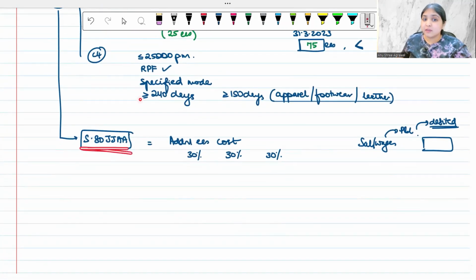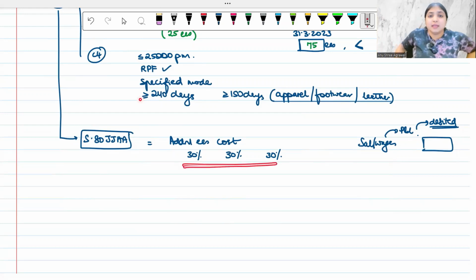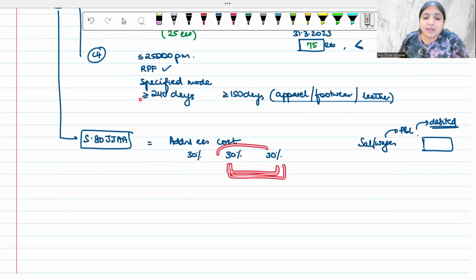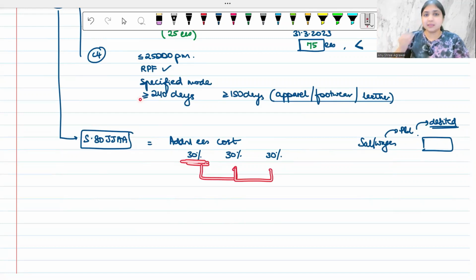Under 80JJEE, we will see what the additional employee cost is. That is, to these additional employees, how much salaries are we paying? That we've already debited in the P&L account. In addition to that, you will get another 90% of the additional employee cost as a deduction under 80JJEE. This 90% will be split across 3 years. So 30%, 30%, 30%, you will get a deduction across 3 years. Once you enjoy this 30% in the current year, the remaining 60% you will get in the next 2 years. Whether in these 2 years the employee is still working for you or not doesn't matter. Once you enjoy 30%, the next 2 years you will enjoy the balance 30 and 30.